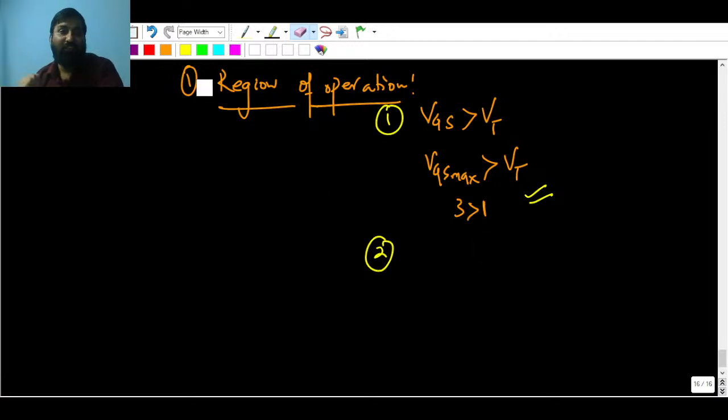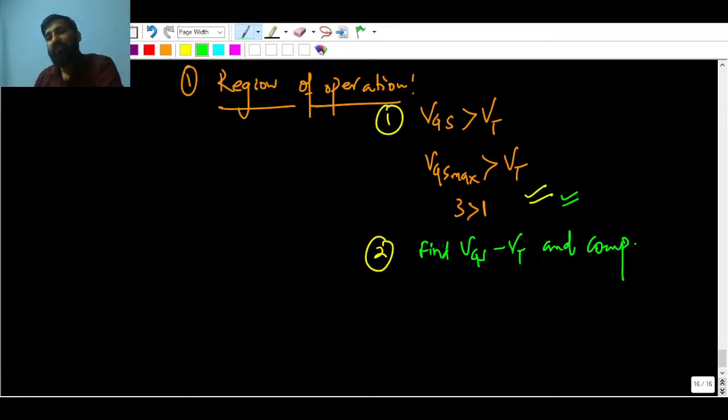The moment you check VGS is greater than VT and this is satisfied, you have to go to the next check. Next investigation: you have to find VGS minus VT, and you have to decide which value of VGS you are going to use here. So we have to consider VGS max. So find VGS minus VT and compare with VDS. These are the very important steps.